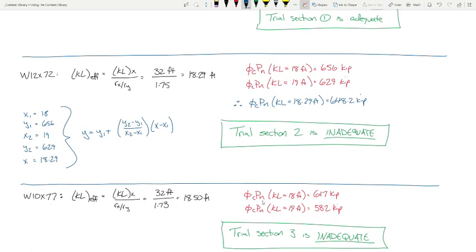Again, if you wanted, you could be systematic like what we did for this section and just do that for all of them. I think that's probably more labor intensive than it needs to be.